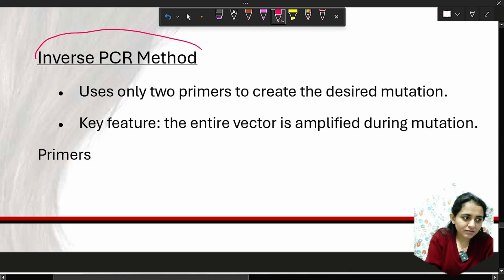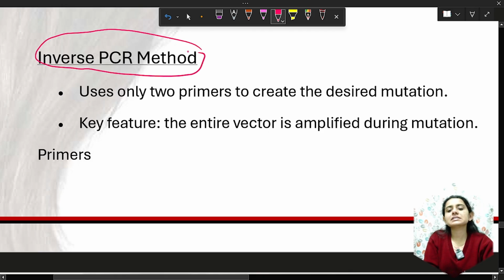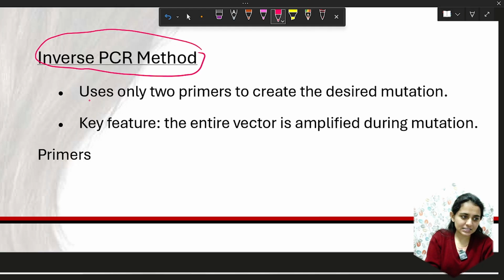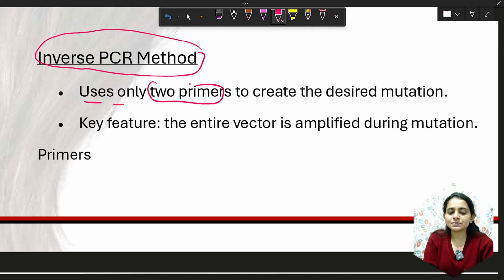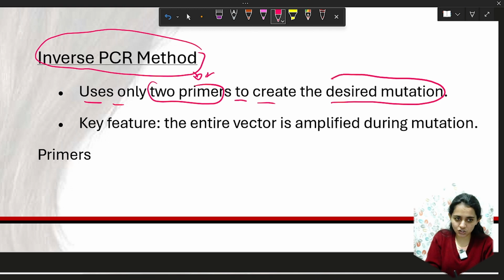In this class we will see about the inverse PCR method. What is the inverse PCR method and how is it used in the mutagenesis process? Let's see. We use only two primers. Here in inverse PCR we use two primers, meaning two different primers. They are not similar in their sequence, and they are used to create the desirable mutation.